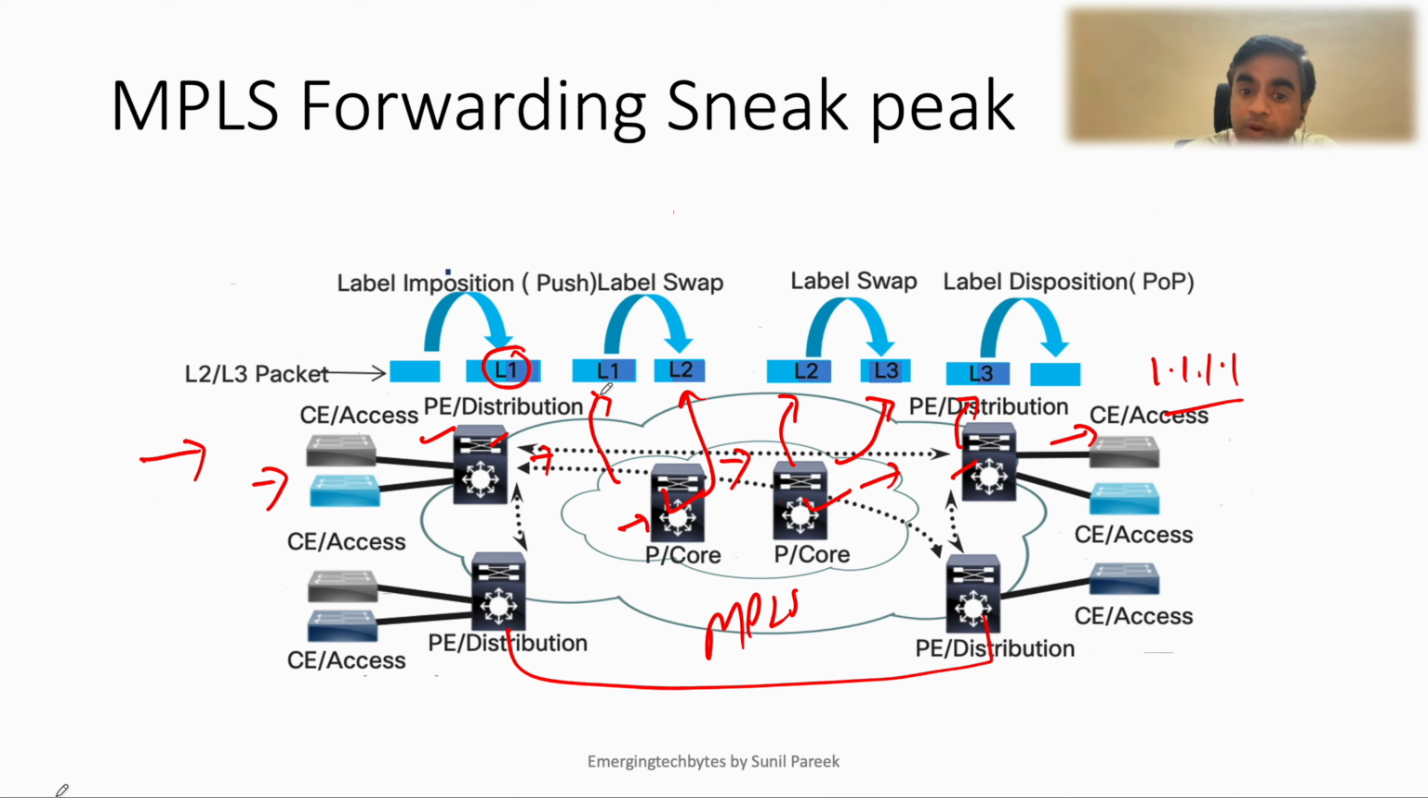This guy will look at L1, swap it with L2 and forward. This guy will look at L2, the incoming label, swap it with L3 and forward. None of these nodes will look at this payload at all. That means this payload can be anything, as I said initially. Right. So now that we have talked about some very basic aspects of MPLS, we will open it up further.